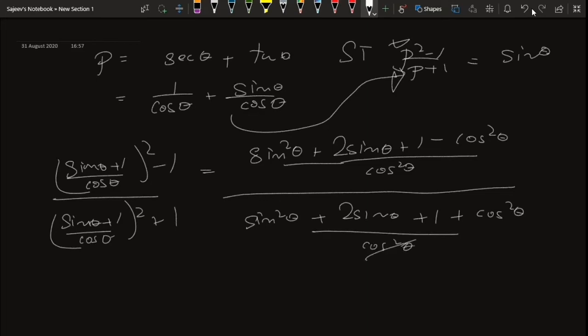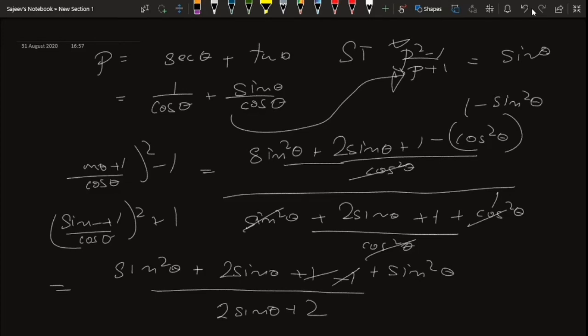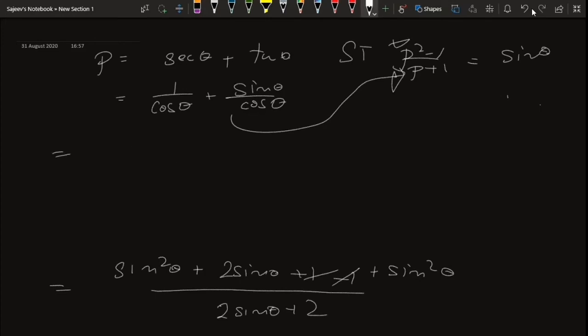Now cos square theta cancels. Let me write this cos square theta as 1 minus sin square theta, and in the denominator I have sin square theta plus cos square theta, right? That is 1. So things start to simplify. We'll get sin square theta plus 2 sin theta plus 1, let me open the bracket, minus 1 plus sin square theta, divided by 2 sin theta plus 2. So this is 2 sin square theta plus 2 sin theta by 2 sin theta plus 2.